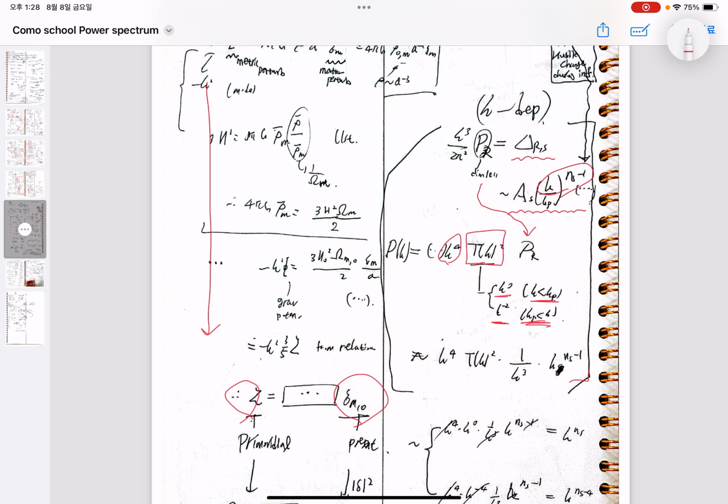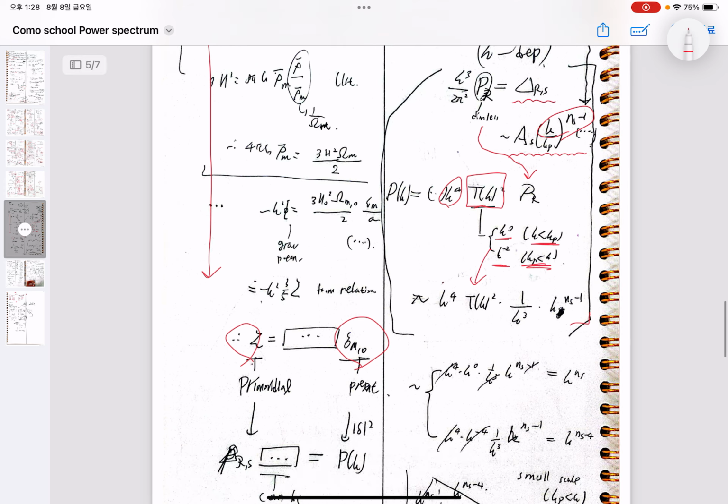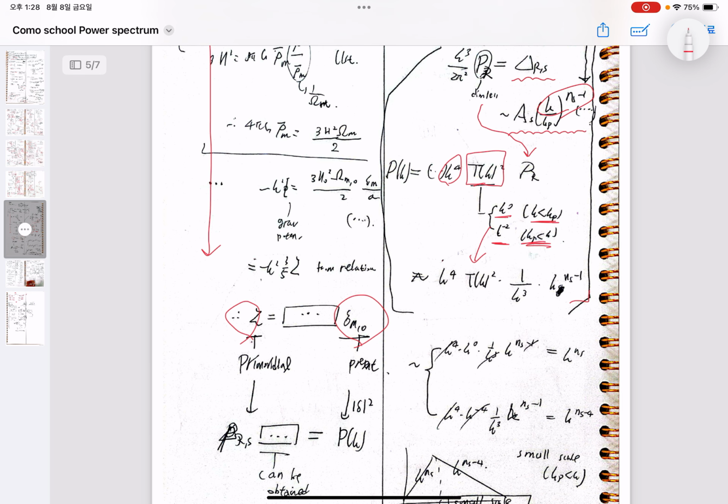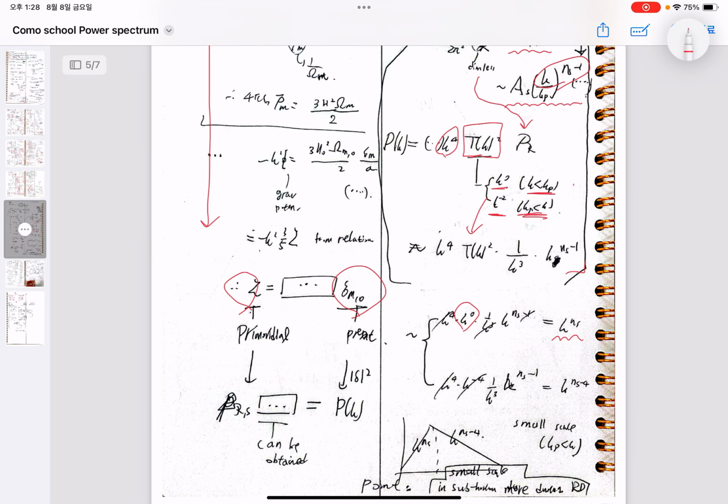So if we insert each case, for the low k, the transfer function is k to the 0, so this is k to the n_s, and for the high k, the transfer function is k to the minus 2, so k to the minus 4, this is k to the n_s minus 4.